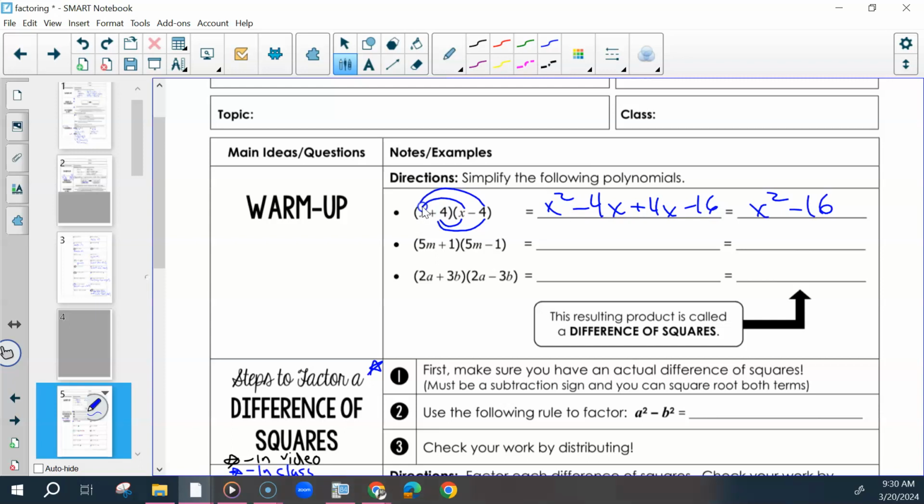Let's do the next one. 5m times 5m. 25m squared. 5m times negative 1. Negative 5m. 1 times 5m. Positive 5m, and then 1 times negative 1. Negative 1. When we combine our like terms, what is our final product?